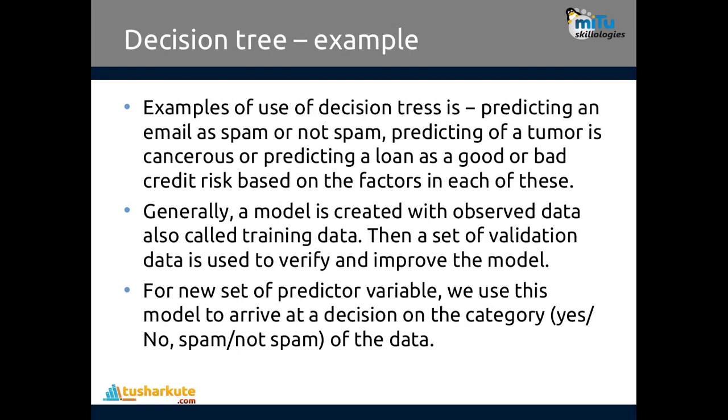Now let's see an example. The use of decision tree is like predicting whether an email is spam or not spam. So basically decision tree is a classification kind of algorithm. We'll see classification first, how exactly it is used to predict whether the email is spam or not spam, whether the tumor is cancerous or not cancerous, or whether the loan is a credit risk or not. Generally the model is created with observed data, which we call training data. Previous data should be available with us. Then a set of validation data is used to verify and improve the model. For a new set of predictor variables, we use this model to arrive at decisions of the category, so yes or no, spam or not spam.